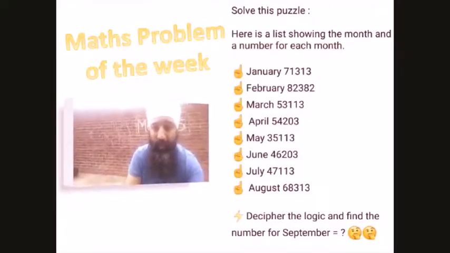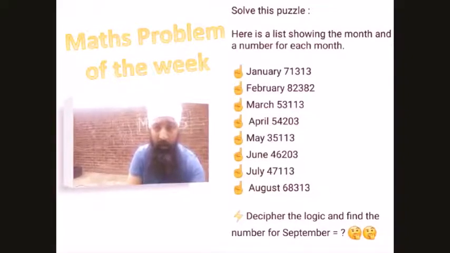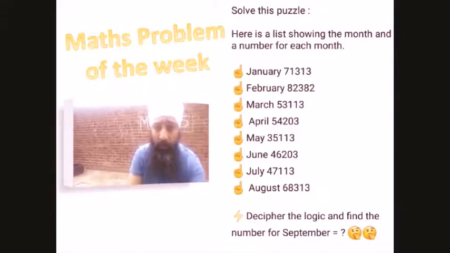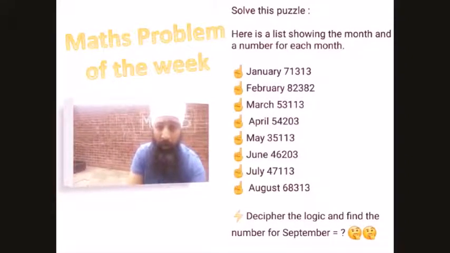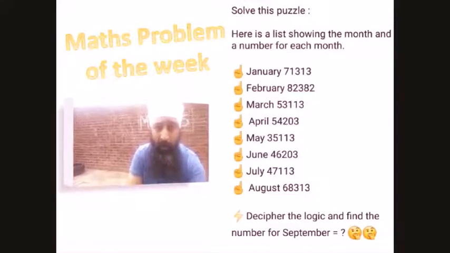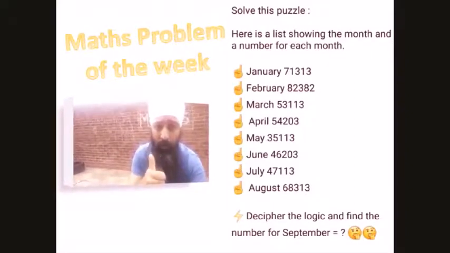Okay, January is 71313, February is 82382, March is 53113. So what is the logic behind the numerical codes for each of those months? And using that logic, what would be the number for September? Post your answers in the comments below. Good luck.